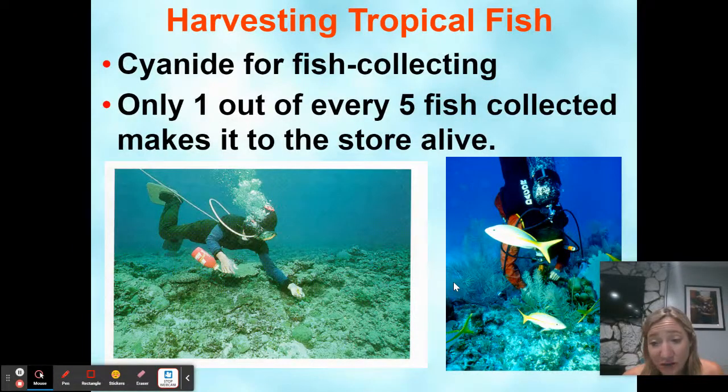Harvesting tropical fish for everyone's cool fish tanks. Some of the methods used, like cyanide, which is a poison for fish collecting, they use it to knock them out, to kind of make them sleepy. But only one out of every five fish collected makes it to the store alive, whether that be that the cyanide actually poisons them or in transit something happens. So one of every five.